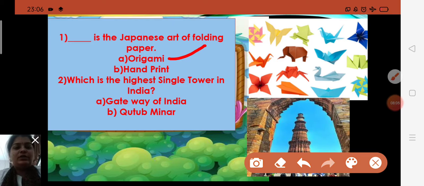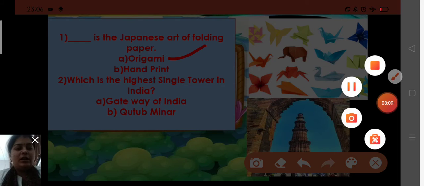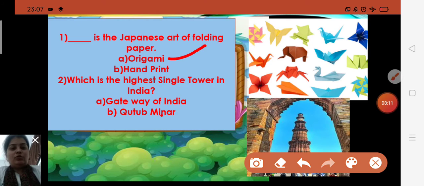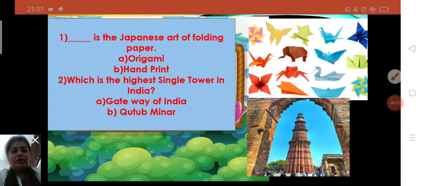Now next, which is the highest single tower in India? What do you know about this, children? Yes, children, the Qutub Minar. The Qutub Minar is the highest single tower in India, located on the outskirts of Delhi. So that will be option number 2.